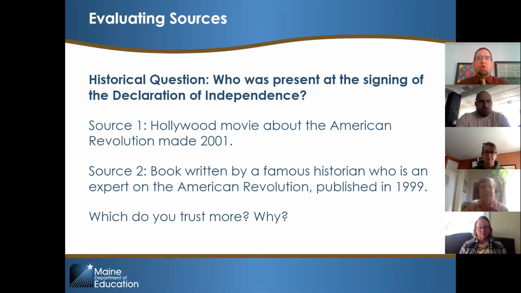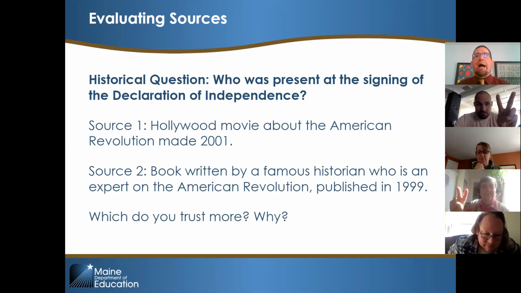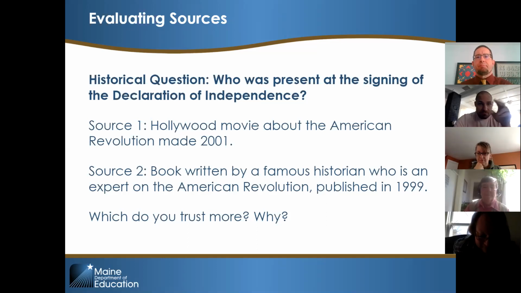This is what I would have kids do. Give them a primary source or have them think about sources and say things like, if you were trying to figure out who was present at the signing of the Declaration of Independence, do you rely on source number 1, which is a Hollywood movie made about the American Revolution in 2001? Or do you rely on source 2, a book written by a famous historian who's an expert on the American Revolution published in 1999? So class, which one? Jim says 2, Sonia says 2, Alexa, all the screens I can see are 2s. Would anybody like to tell me why? Why 2?